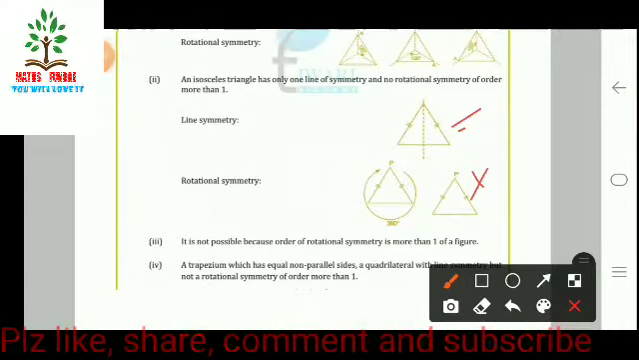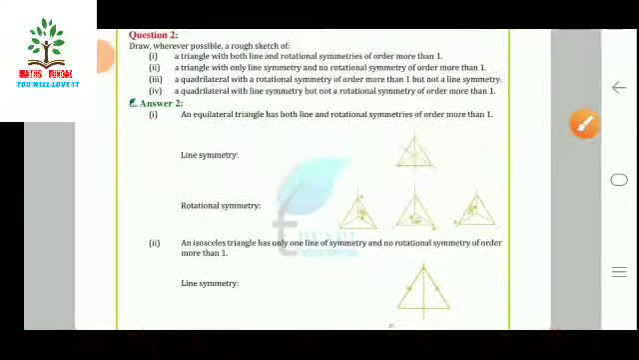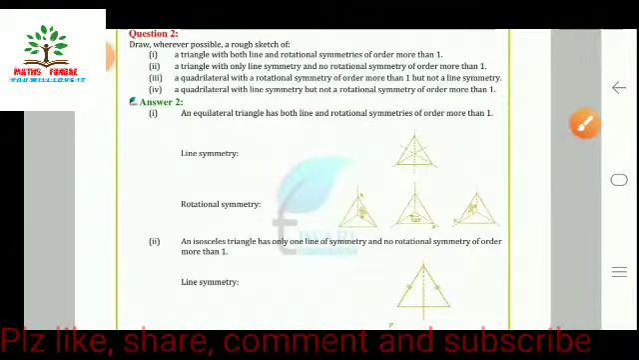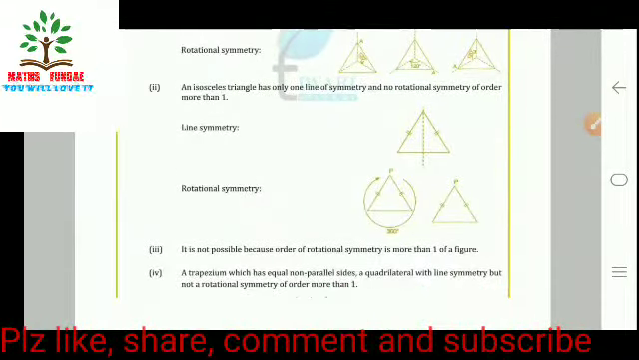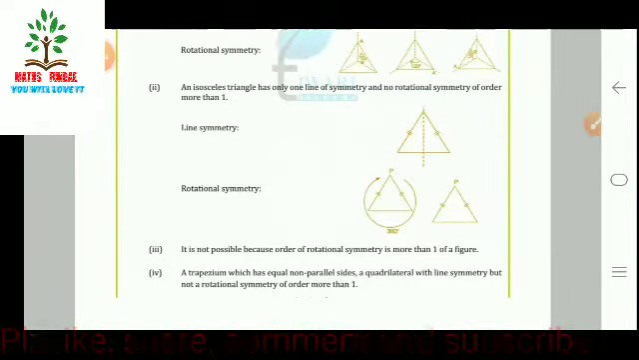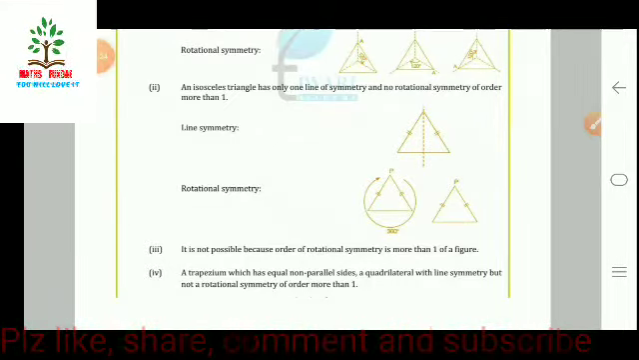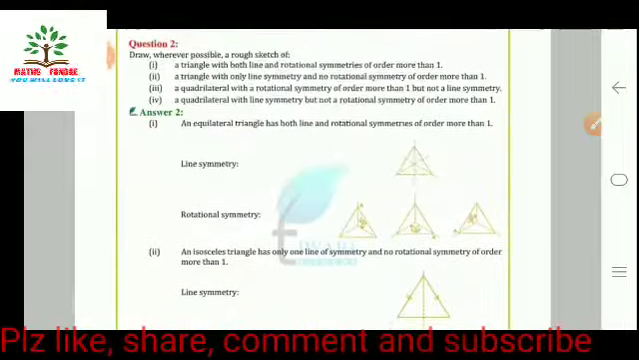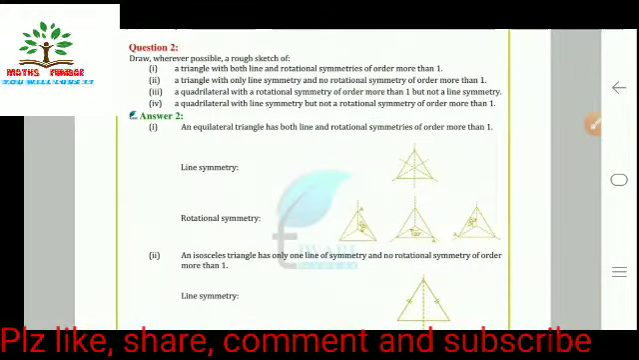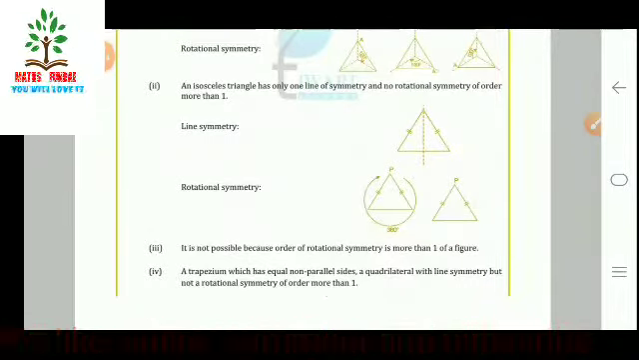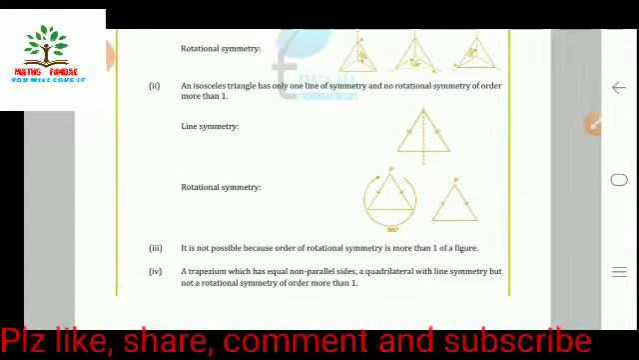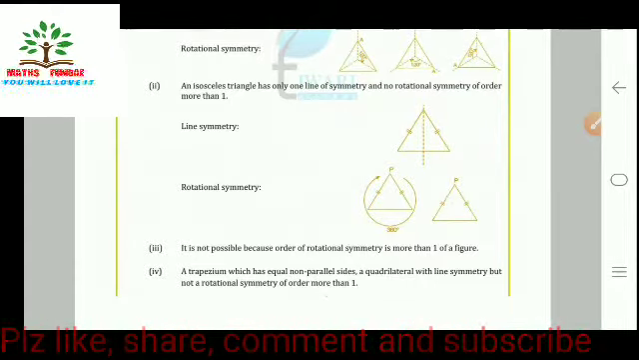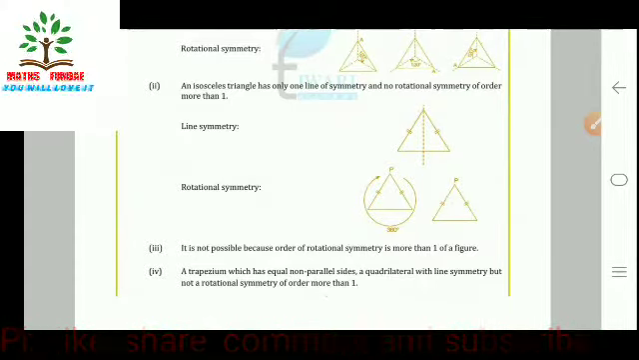Okay, then looking at question number 3, the third part: a quadrilateral with rotational symmetry of order more than 1 but no line of symmetry. Okay, so it is not possible. Fine. Then the fourth part: a quadrilateral with a line of symmetry but no rotational symmetry of order more than 1. So a trapezium with equal non-parallel sides, that is an isosceles trapezium, is a quadrilateral with a line of symmetry but not a rotational symmetry of order more than 1.